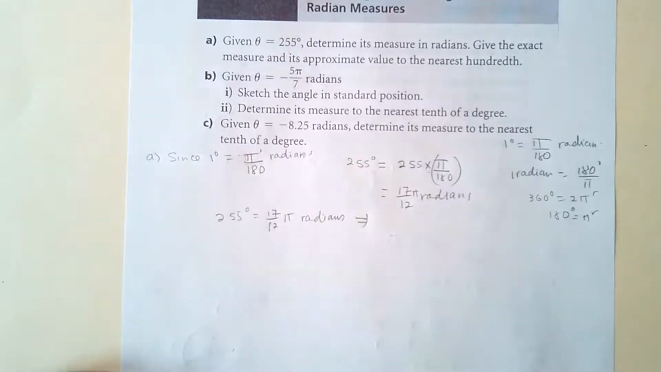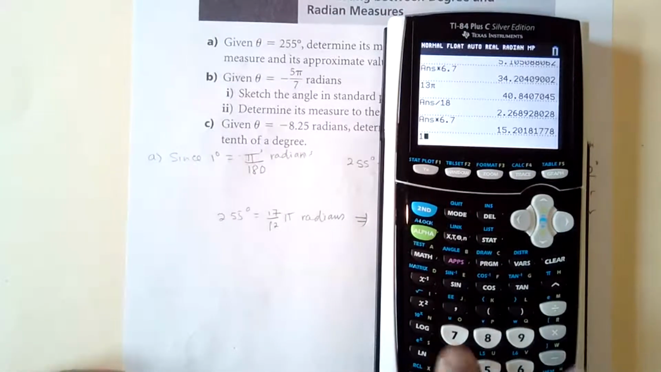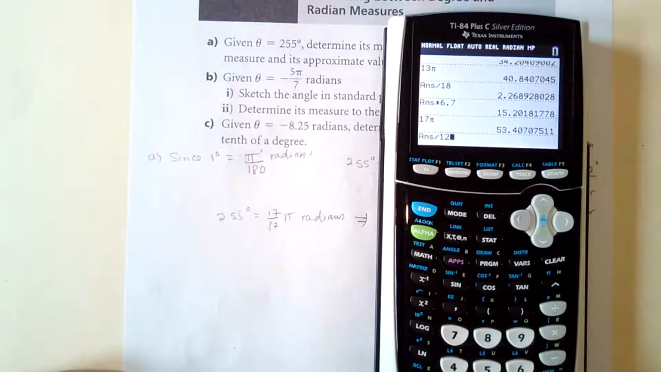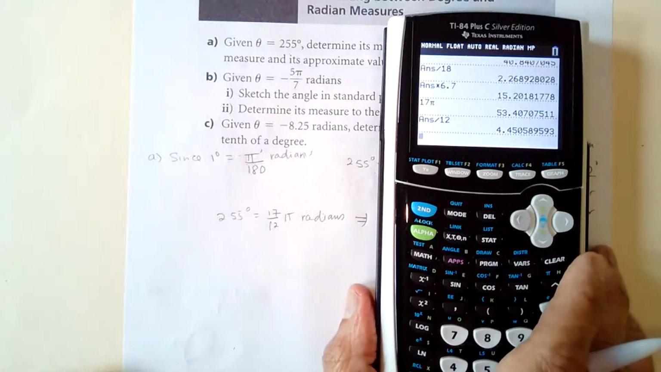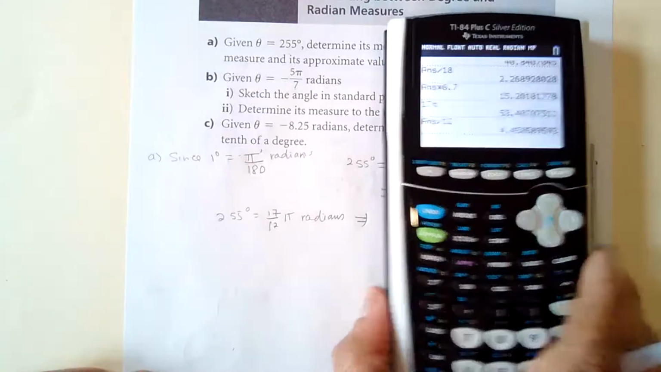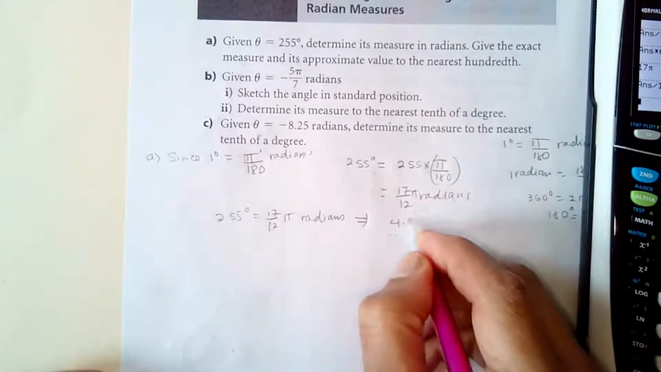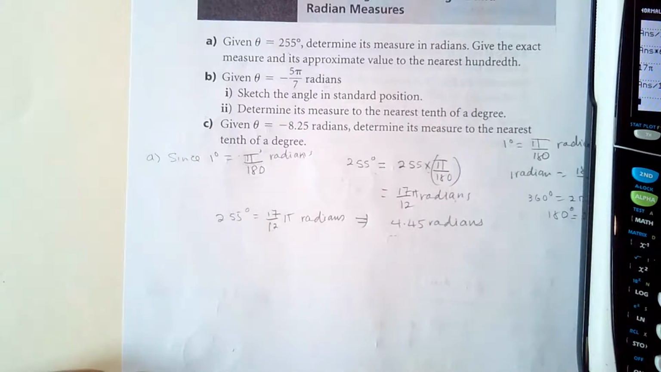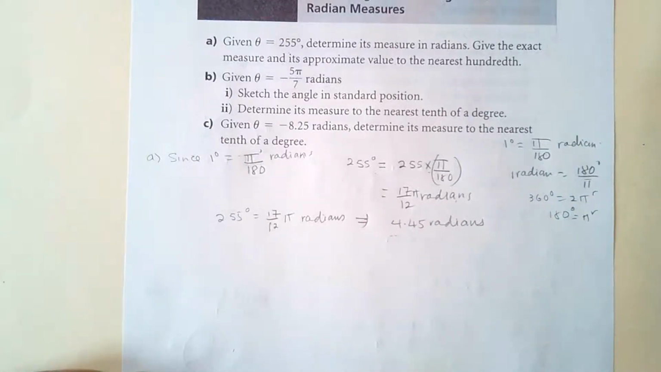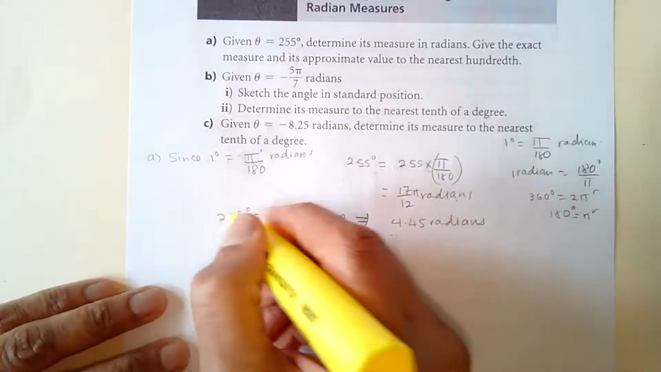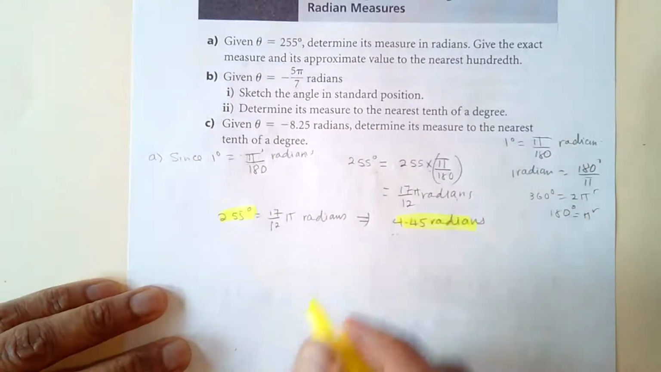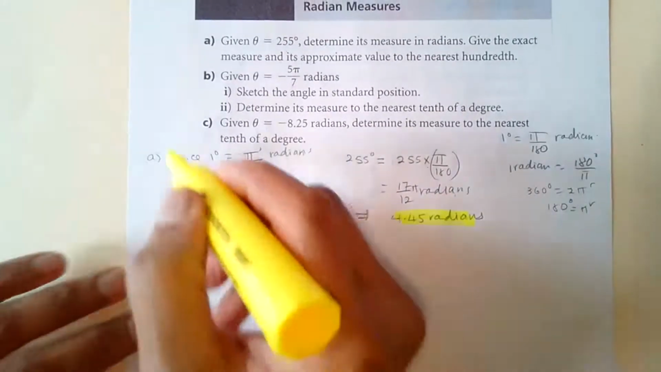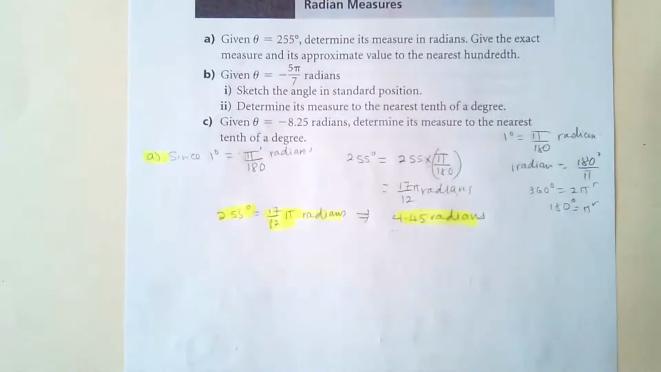Or if you work that out, what would that be? 17 pi divided by 12, you get 4.45 radians. So 255 degrees is 4.45 radians, approximately. So that's A.